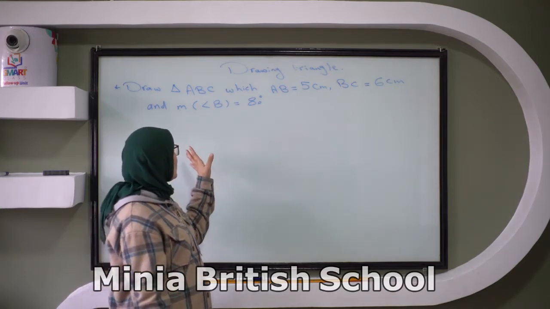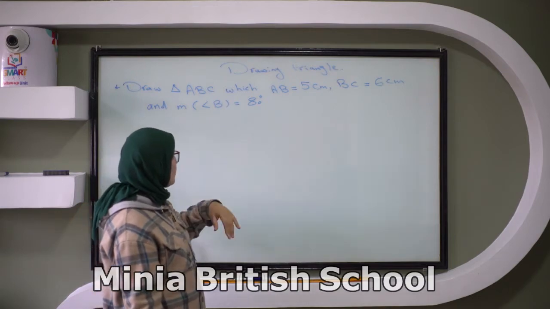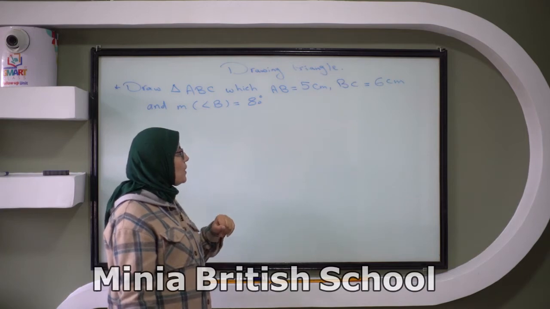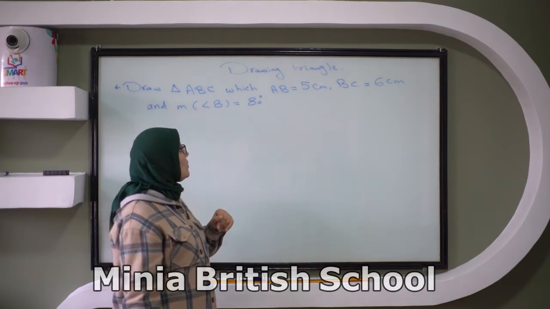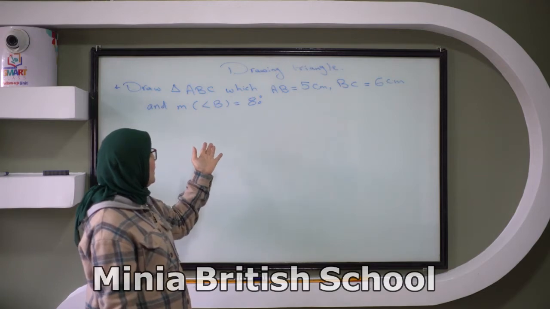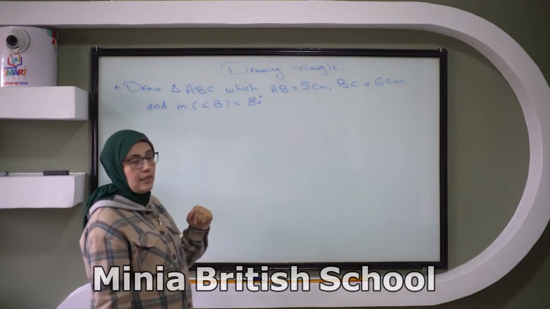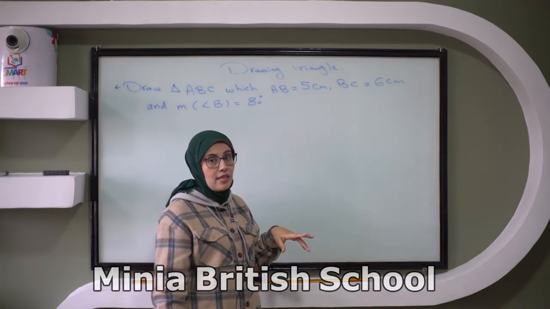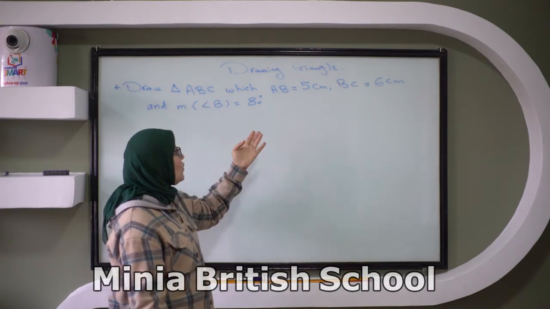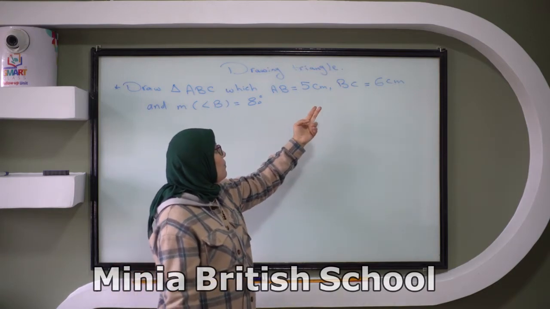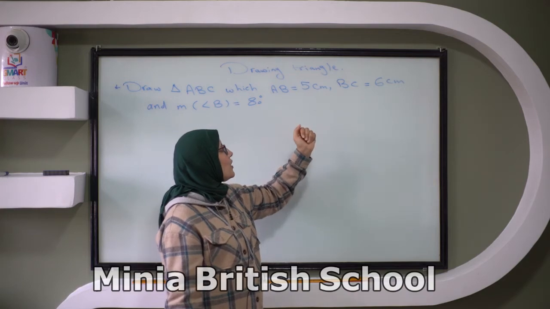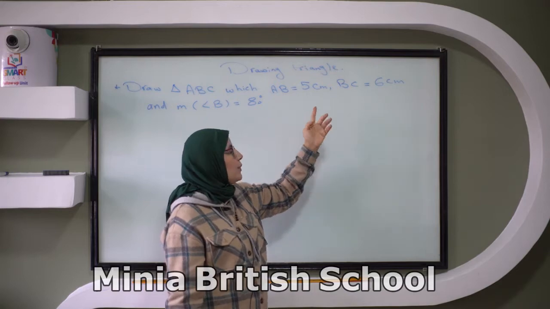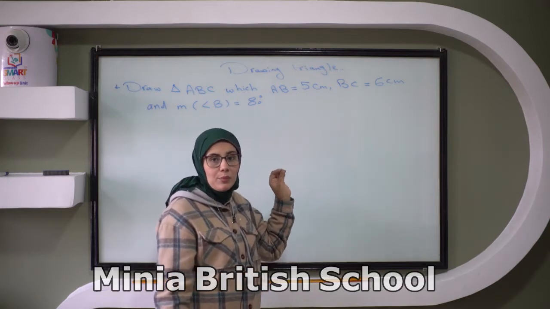Here, he asked me to draw the triangle ABC, in which AB equals what? 5 centimeters, and BC equals 6 centimeters, and the measure of angle B equals what? Equals 80 degrees. So now we have two sides, AB and BC, and which angle must be between them? If you look here, you will find AB and BC. What is the common letter here? The letter which is repeated, B. So here B and here B. So the angle must be angle B.